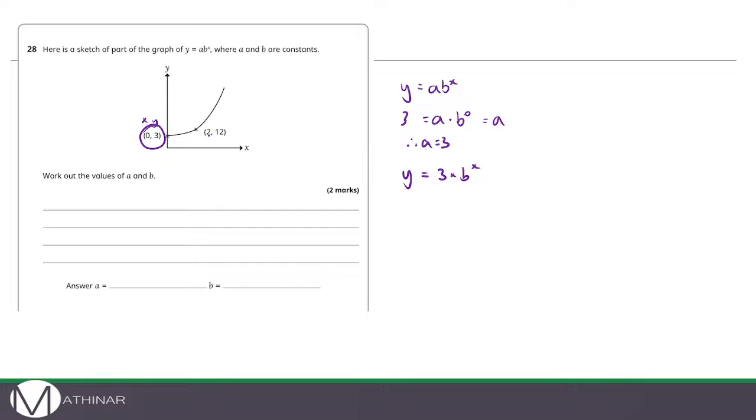Now let's substitute 2 and 12 in. So that's your x value and that's your y value. 12 equals 3 times b to the power of x, and x is 2. If we divide both sides by 3, 12 divided by 3 is 4 equals b squared. So to find b, we square root it. Square root of 4, which is plus or minus 2, but we'll just put down 2 here. Okay, so b is equal to 2.